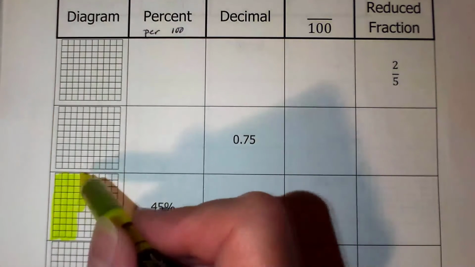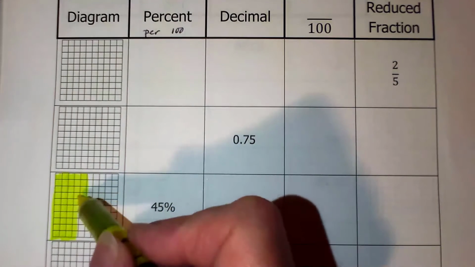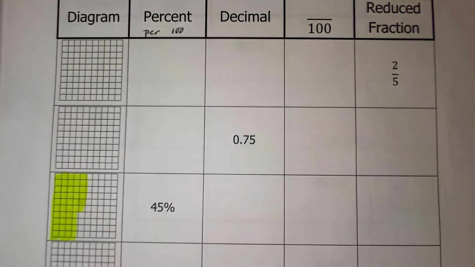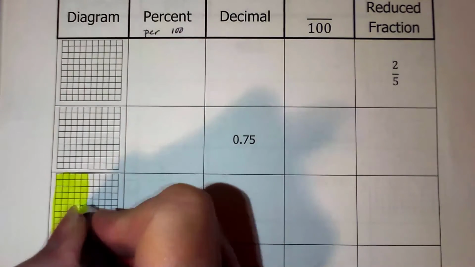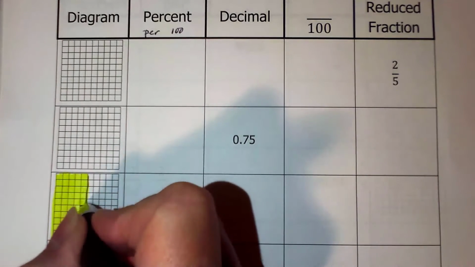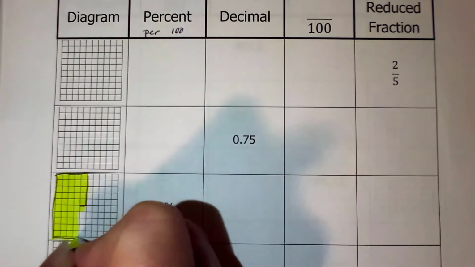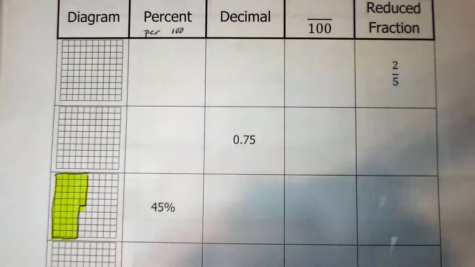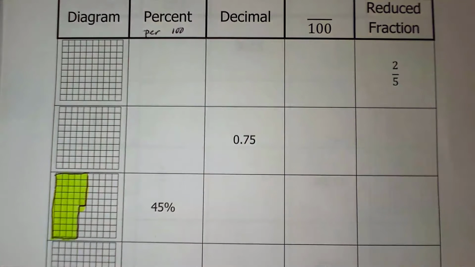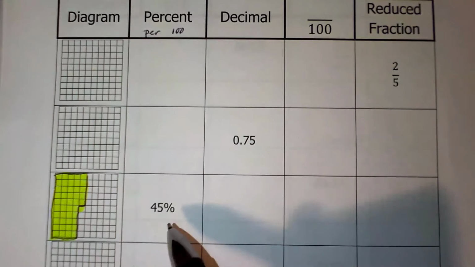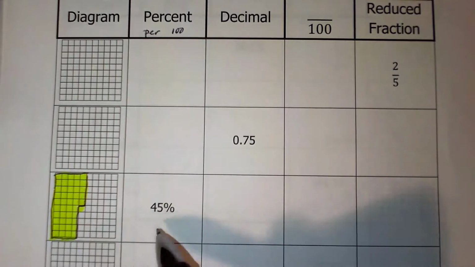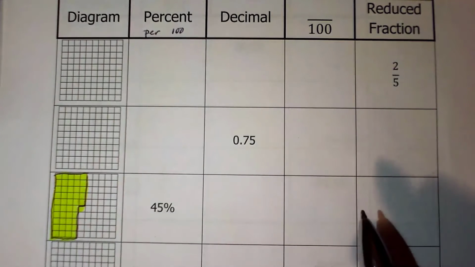I might have gone one too far. 1, 2, 3, 4, 5. I did. So I should have only gone this far, should be shaded in. That kind of gives you a picture. And as you compare the different pictures, it's easy to compare the different percents.